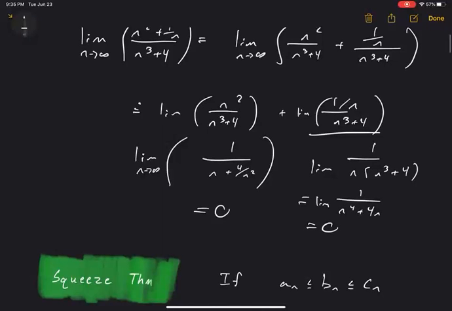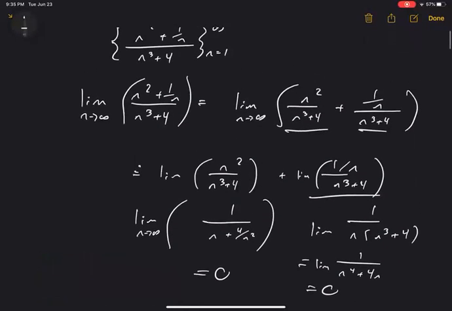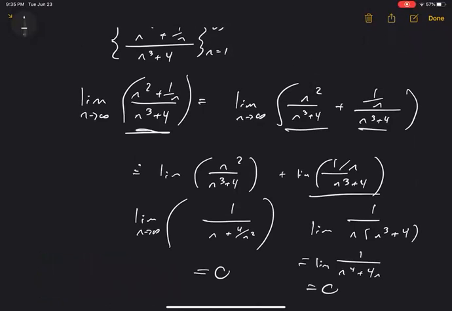So these individual pieces are convergent. They both converge to 0. So their sum is going to be convergent, and it's going to converge to the sum of the limits. 0 plus 0 is 0. So the limit of this thing is 0.